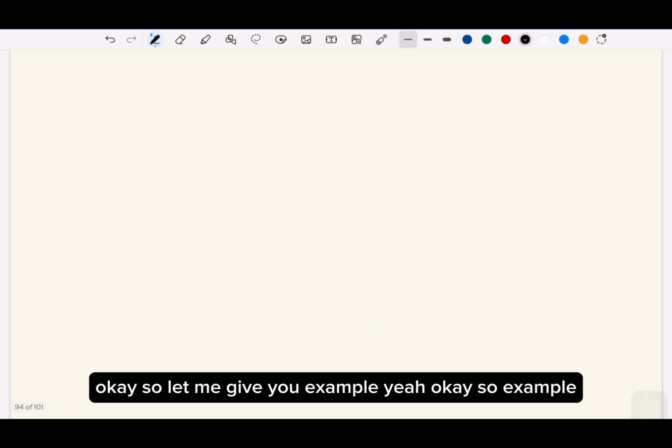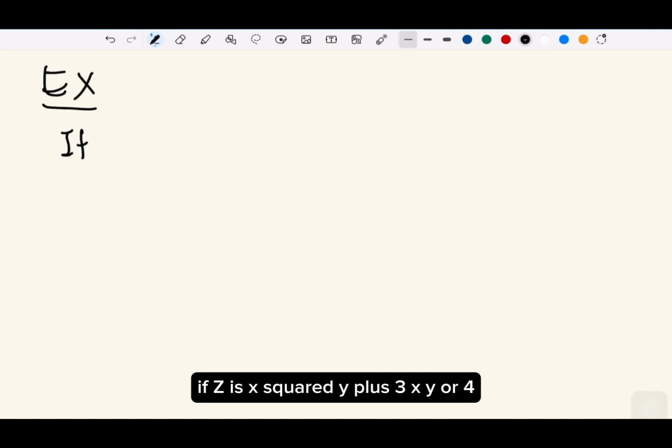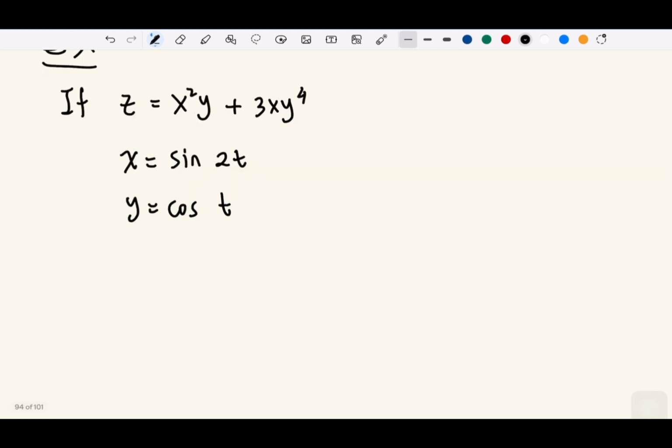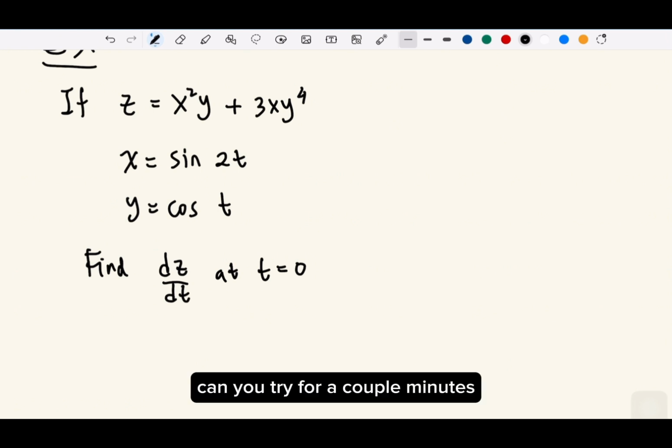Example: if z is x squared y plus 3xy to the power of 4, x is sine 2t, and y is cosine t, find dz/dt at t equals 0. Can you try for a couple of minutes? Can you try first?